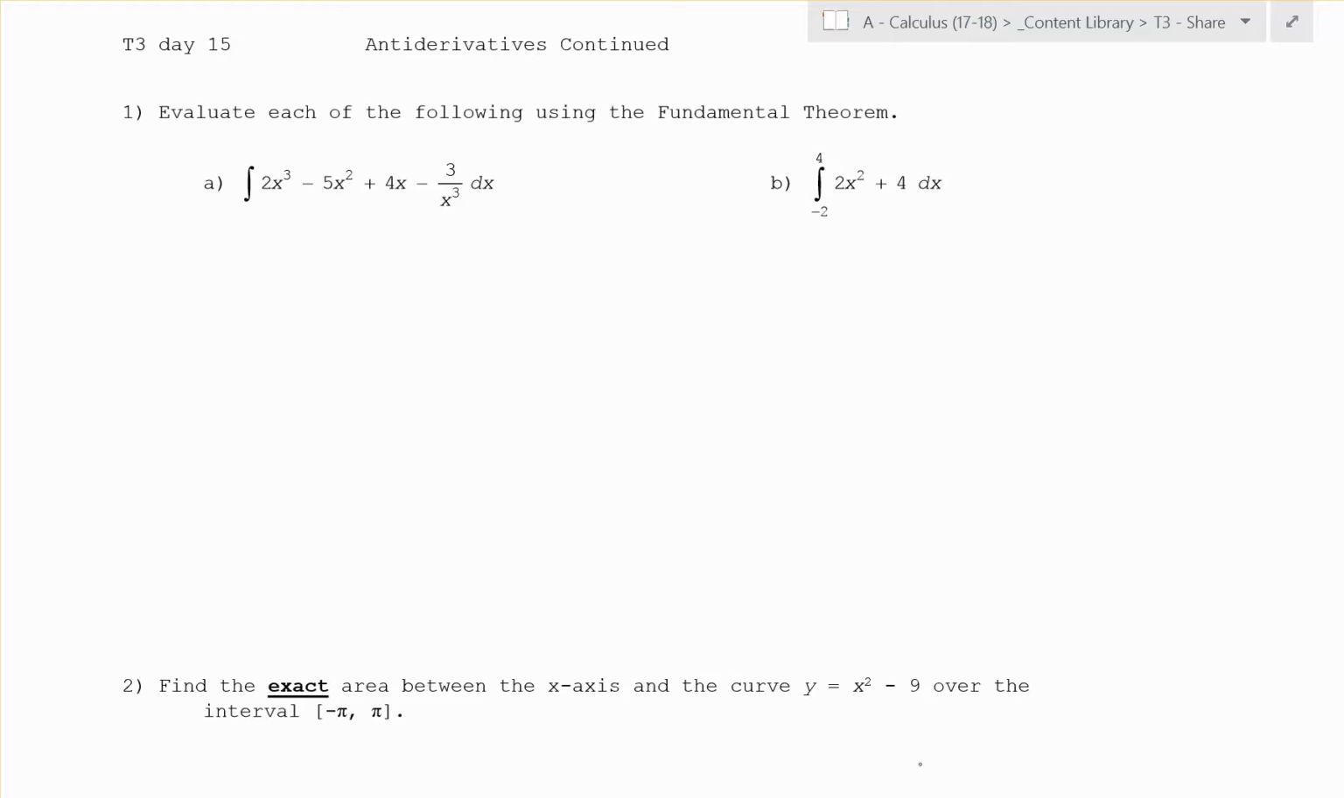T3, Day 15 of Calculus. Today we're going to continue our discussion of antiderivatives. We're going to start by evaluating a couple integrals.